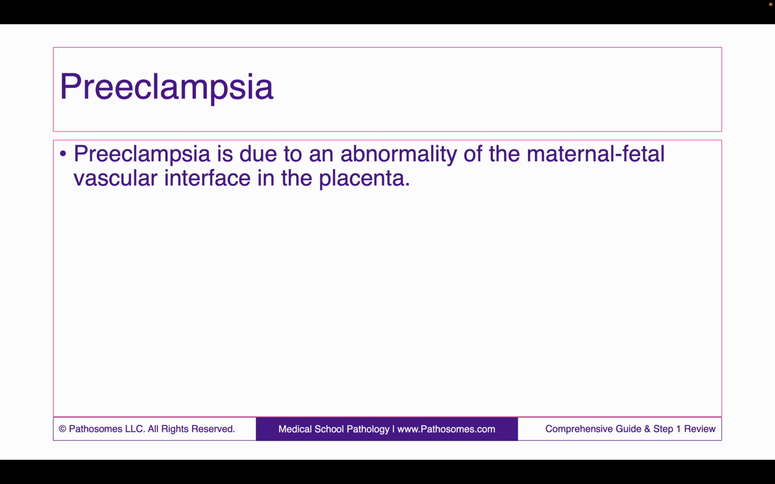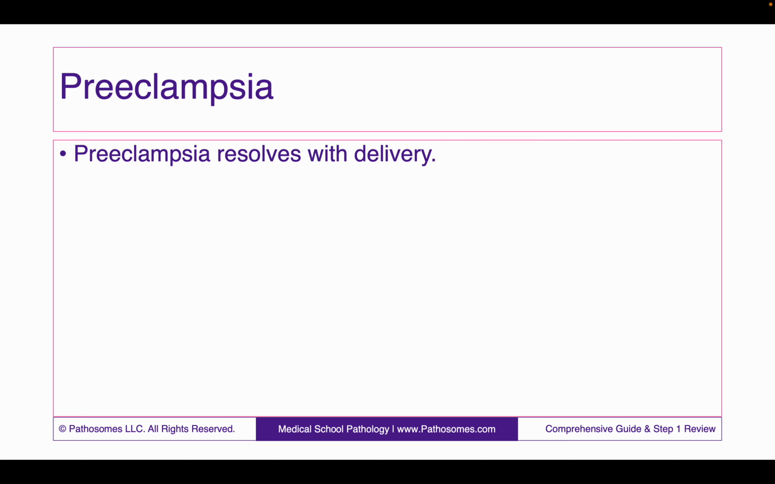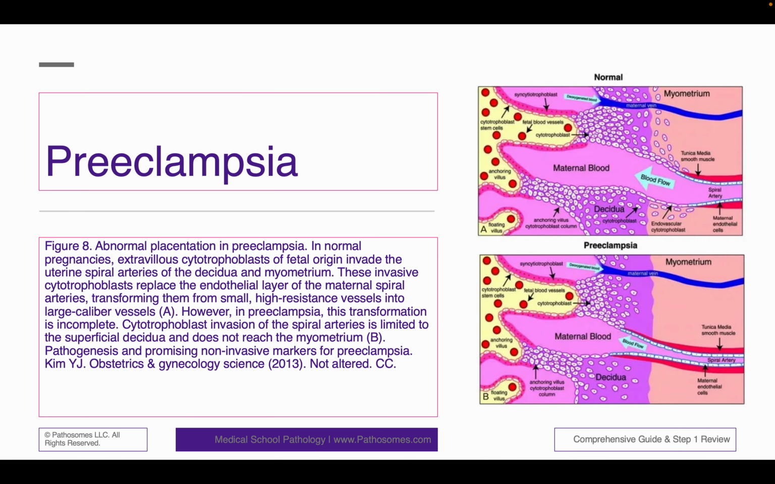Preeclampsia is due to an abnormality of the maternal-fetal vascular interface in the placenta. Preeclampsia resolves with delivery, and that's important to remember. And here we have a cartoon showcasing what normally occurs, right? We have normal blood flow from the spiral artery to the maternal blood flow. And compared against preeclampsia, notice the vessel diameter is decreased significantly of that spiral artery there.